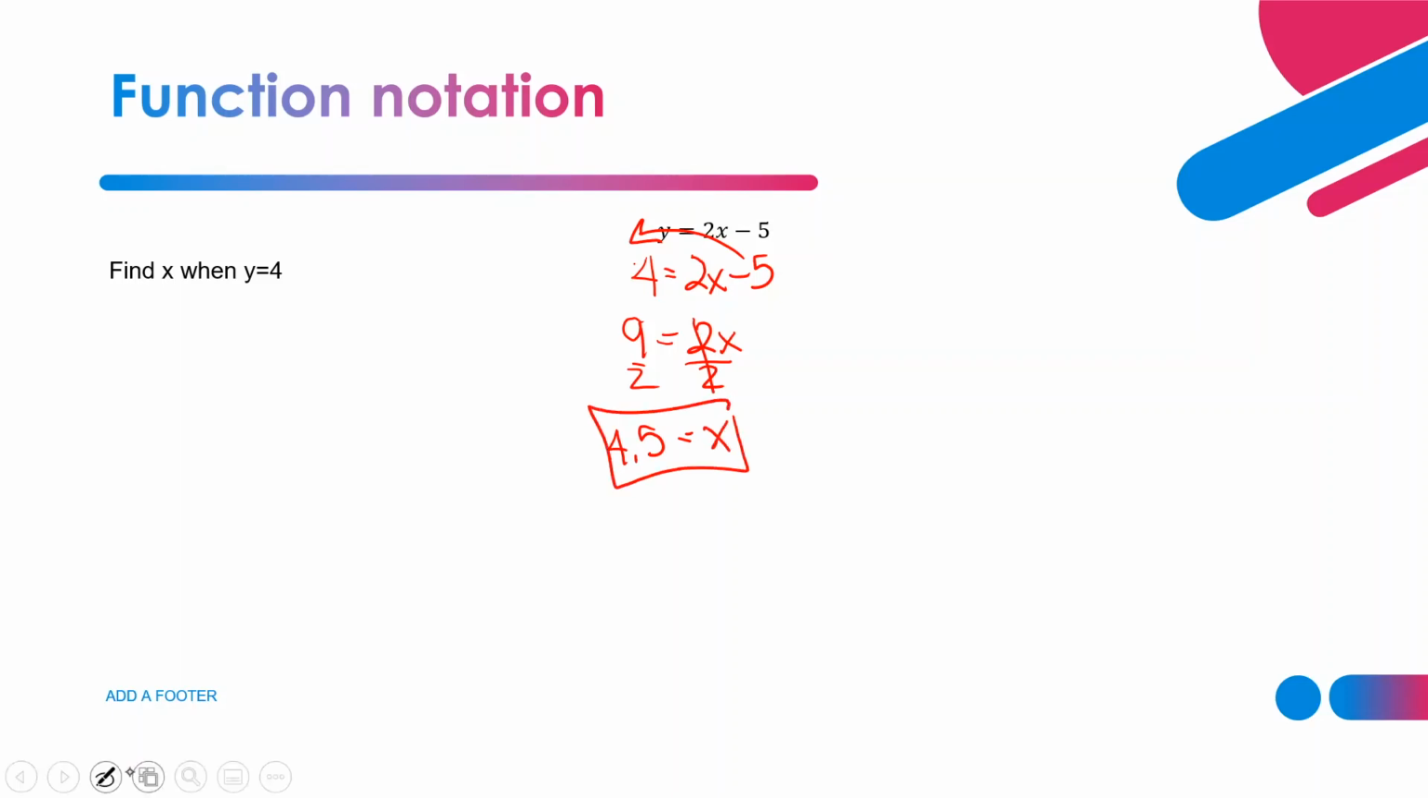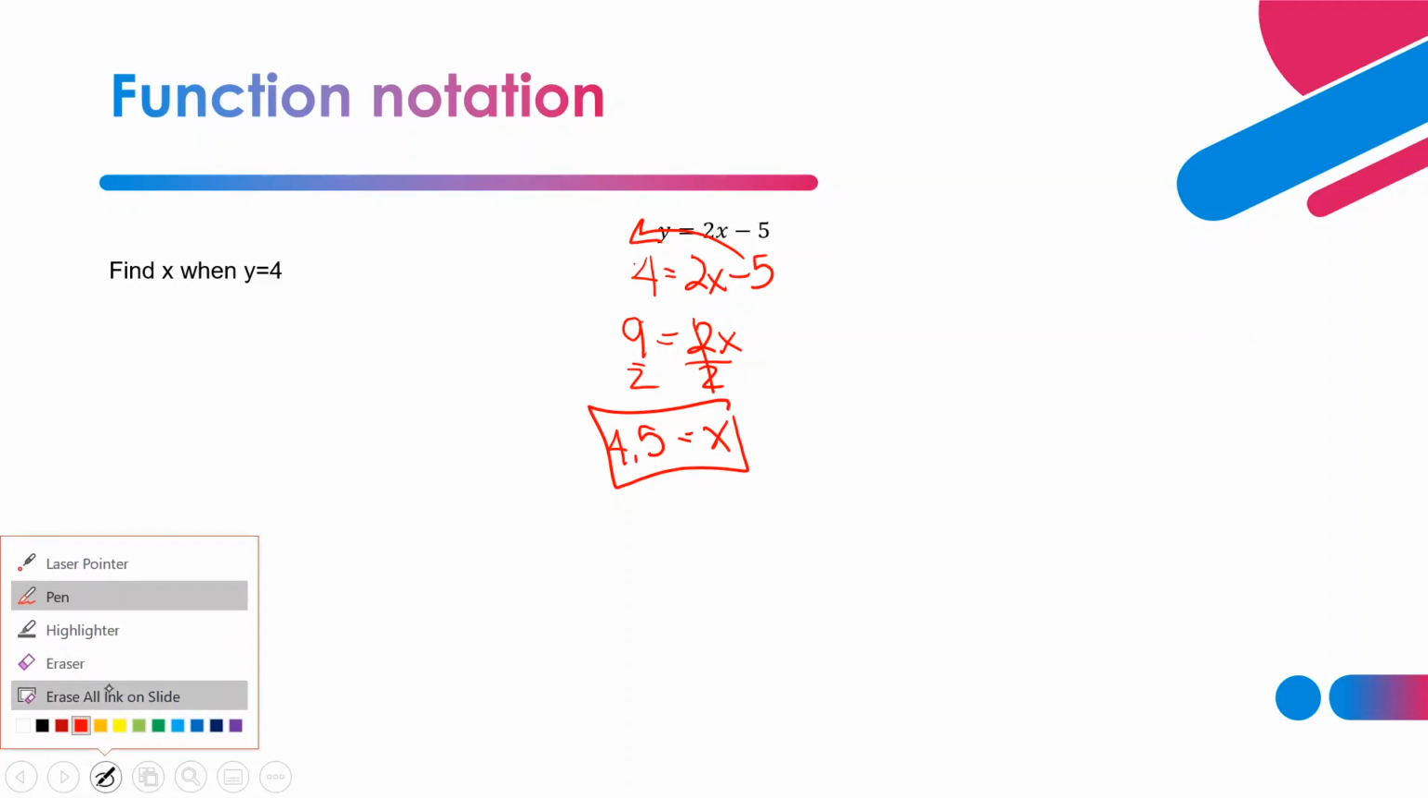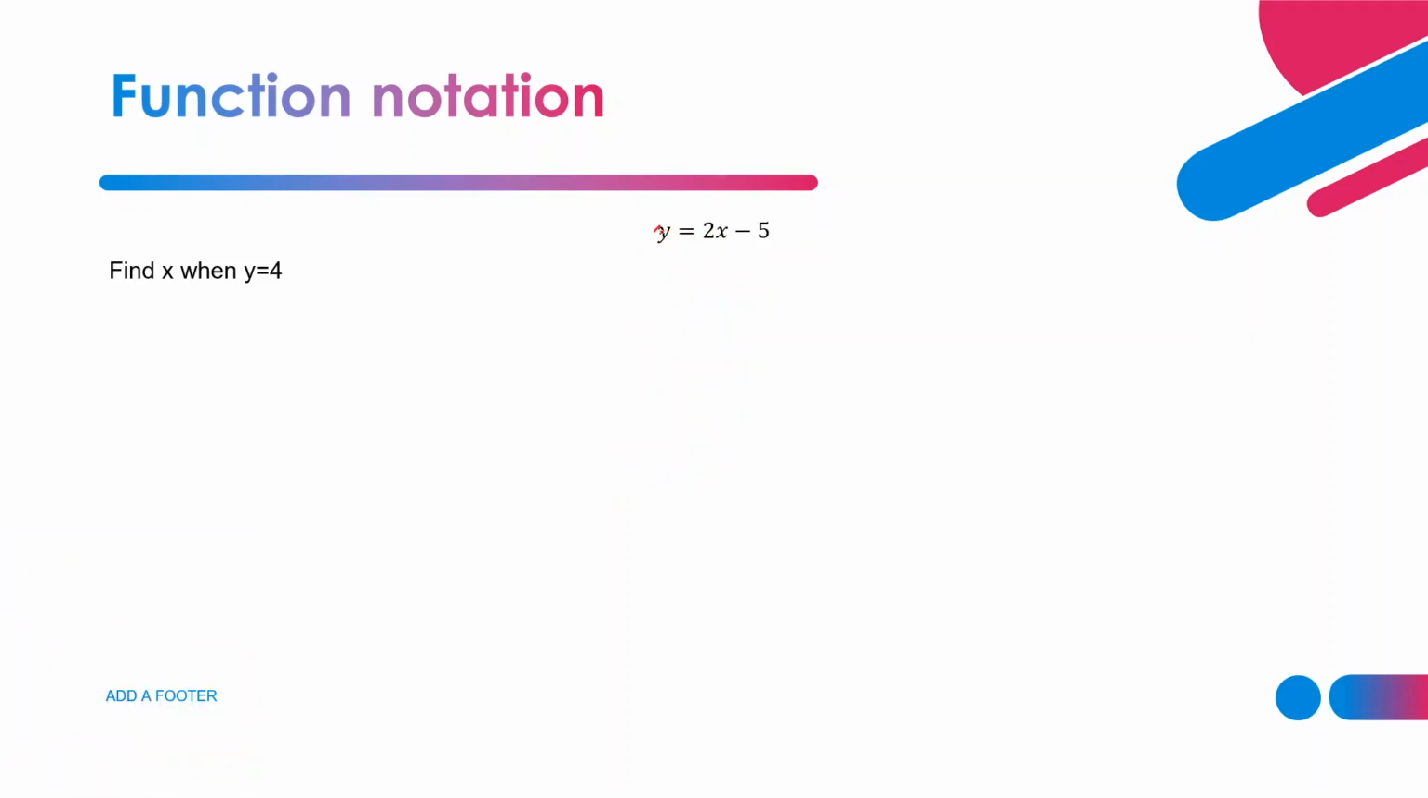Now, another way of doing the exact same thing, if I was to use function notation, remember my y, I'm replacing it with f of x. So if I had my equation written in function notation, I could have just asked you to find x if f of x is equal to 4.